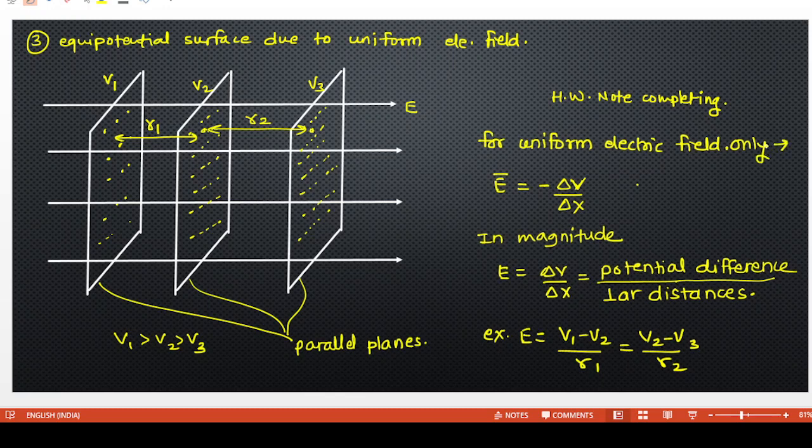For any other case, electric field at different points is different. So at each point you have to calculate dV by dx. Every point you will have a different value of electric field, not the same.